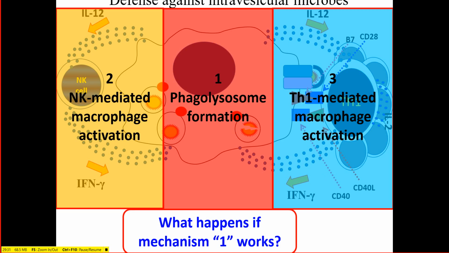The one that I'm showing you in here is an easy to kill pathogen which is easily killed by phagolysosome formation. Of what use could be the T cell?